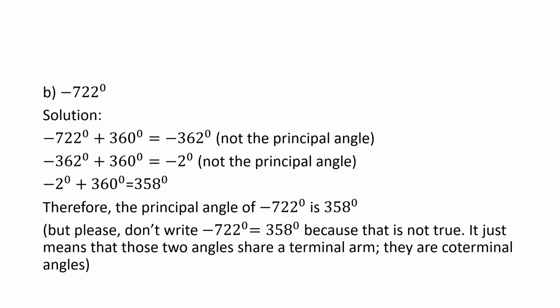If we have -722 degrees, we see that we're not between 0 and 360, but to get there, we better add. So we add 360 degrees three different times, and we get 358 degrees. That's our principal angle. But they're not equal. They're just coterminal, and one is the principal angle.